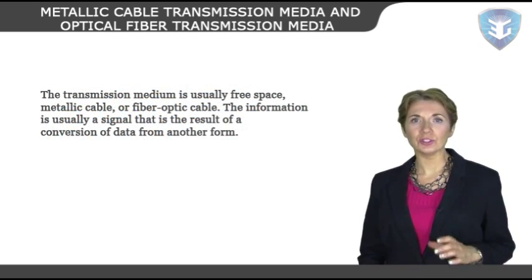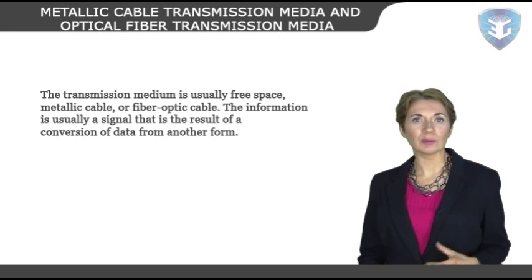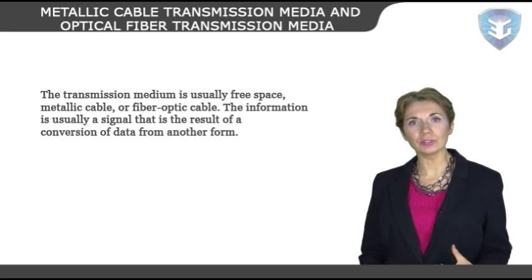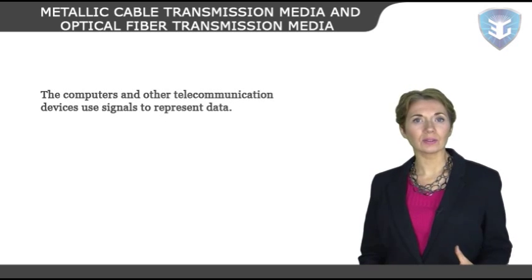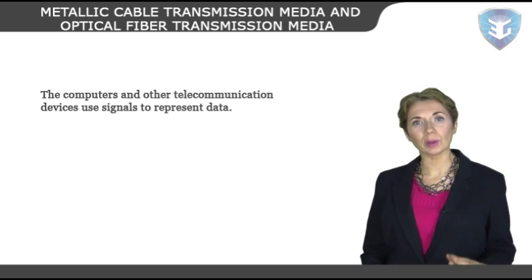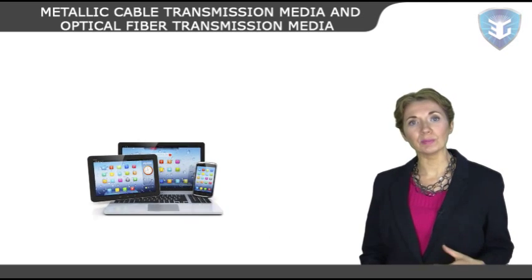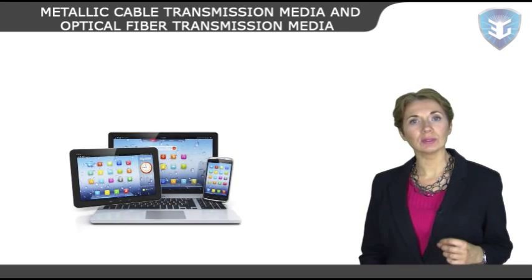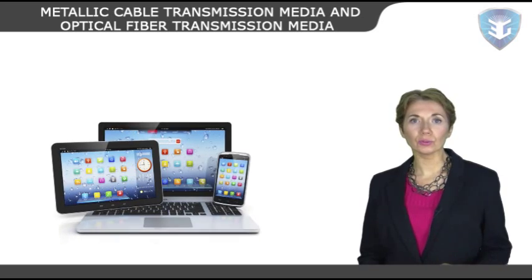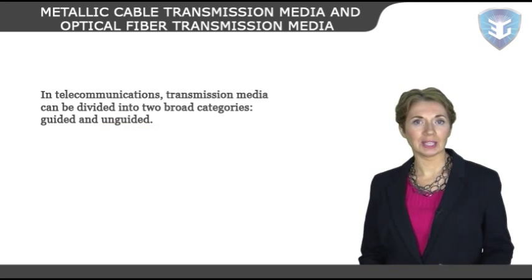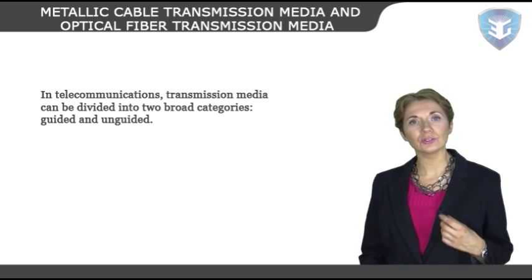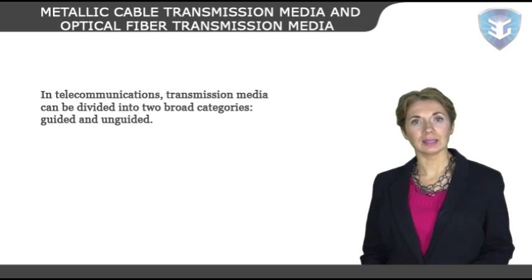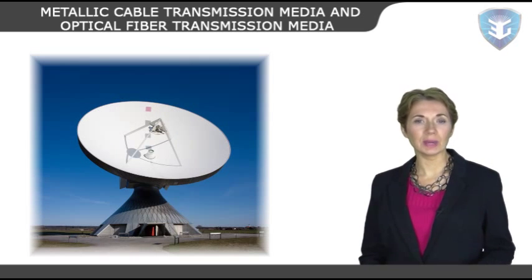The transmission medium is usually free space, metallic cable, or fiber optic cable. The information is usually a signal that is the result of a conversion of data from another form. The computers and other telecommunication devices use signals to represent data. These signals are transmitted from one device to another in the form of electromagnetic energy, which is propagated through transmission media. In telecommunications, transmission media can be divided into two broad categories: guided and unguided. Guided media include twisted pair cable, coaxial cable, and fiber optic cable. Unguided medium is free space.